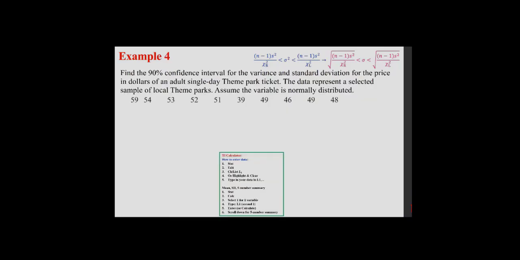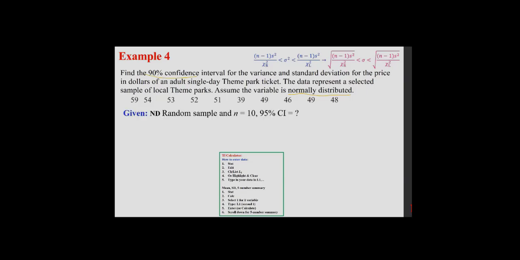Find the 90% confidence interval for the variance and standard deviation for the price in dollars of an adult single-day theme park ticket. The data represent a selected sample of local theme parks. Assume the variable is normally distributed. Normally distributed, so far that's good. And we can see that n is 10, and we want 90% confidence.